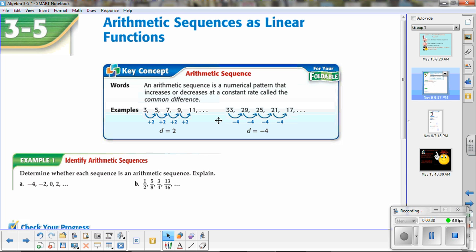33, 29, 25, 21, 17 is also an arithmetic sequence because it's going down by 4 every time we move to the next number in the sequence. So the common difference in that arithmetic sequence is -4. So if it goes up, it's positive. If it goes down, the common difference is negative.